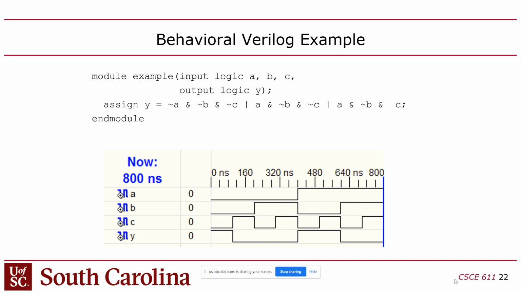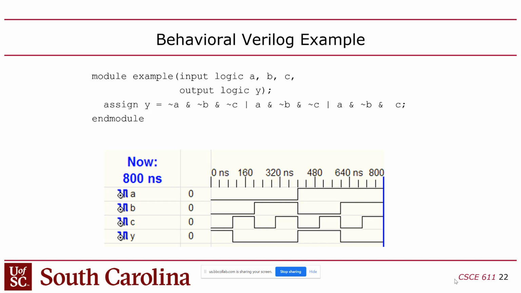it's low for half the time, and then high for half the time, and then B is low for a quarter of the time, high for a quarter, low for a quarter, high for a quarter, and then C is low for an eighth, high for an eighth, low for an eighth, high for an eighth, low for an eighth. So what's happening is that A, B, and C are being driven by an unknown entity here.